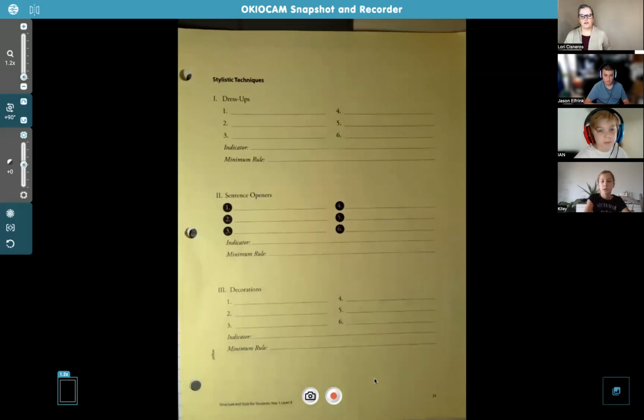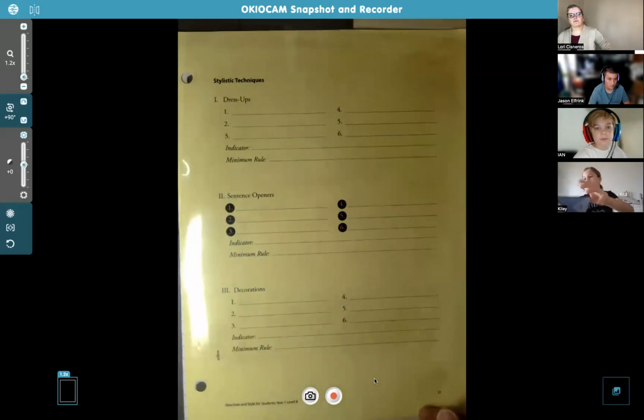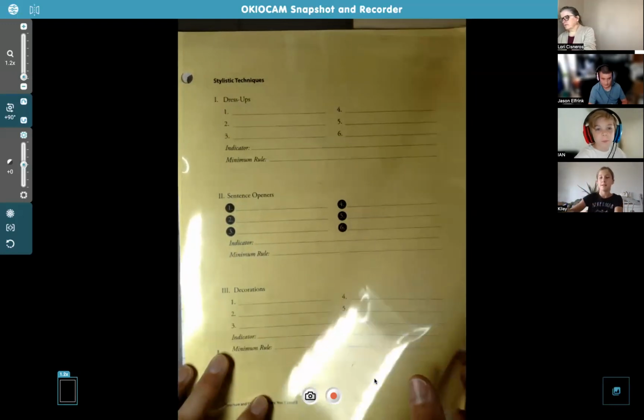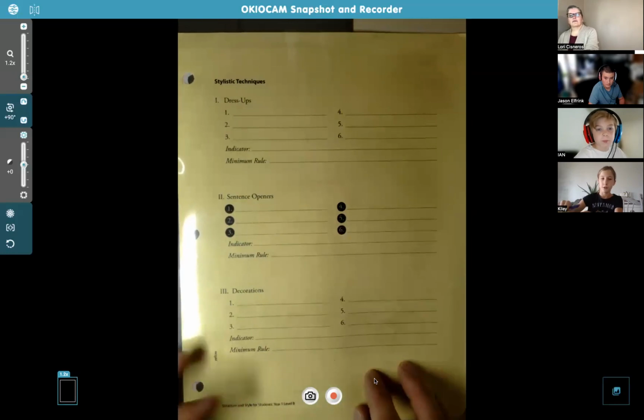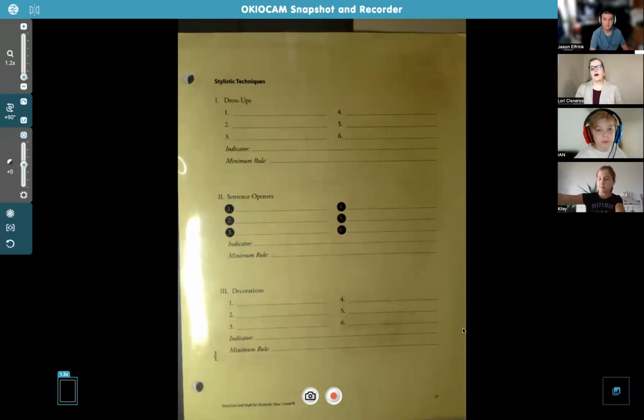It's a yellow one. It's page 21. It should be at the front of your binder, very front. It's in my pocket. If you have it in, oh, Jason, did you have a question?